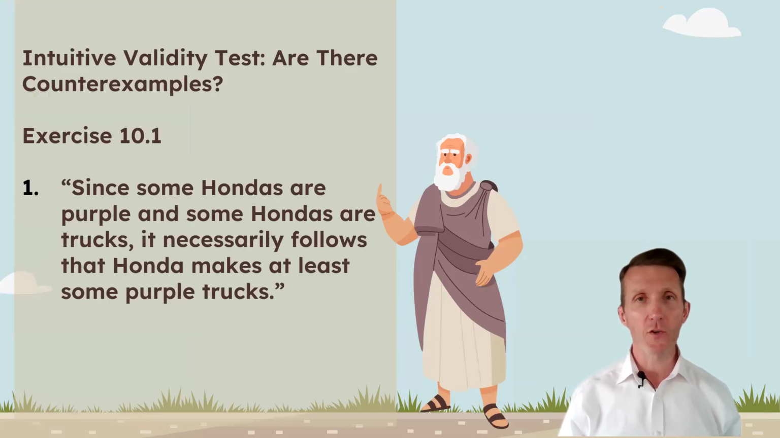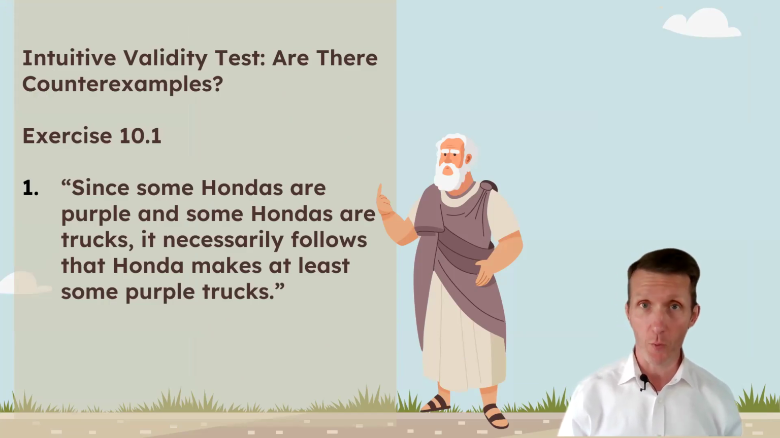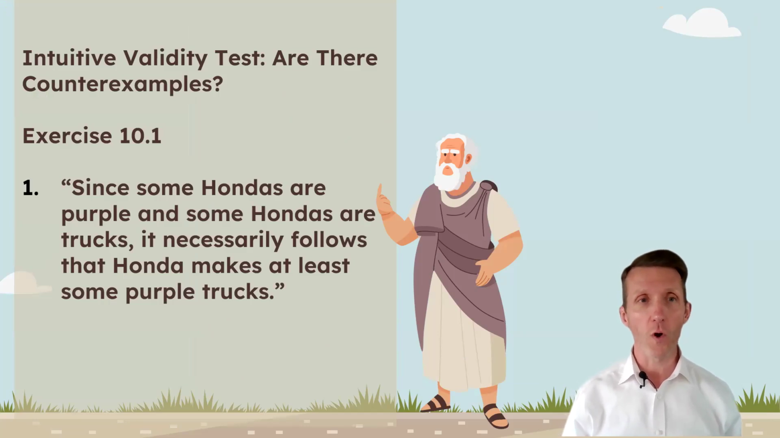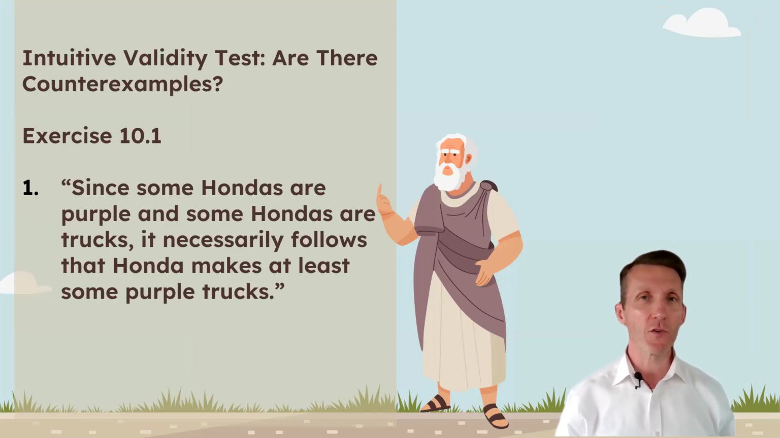Now, one way to test arguments to see whether they're valid or invalid is to simply ask yourself, are there any counterexamples? There are some excellent exercises in the book in 10.1, and Herrick invites us to think through these informal arguments and to ask ourselves, is there any way in which the premises could be true and the conclusion false? If that is the case, then it's invalid. If there's not a way, then it must be valid.